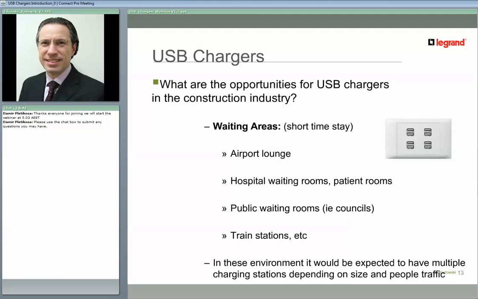And in short time stay, how often do we find ourselves at airport lounges and waiting rooms, or train station public rooms, like councils for instance, or RTA, etc. So in these sorts of environments we would expect to have at least a charging station with multiple sockets, depending naturally on the size of the place and the traffic, basically the number of people that attend these sorts of places.